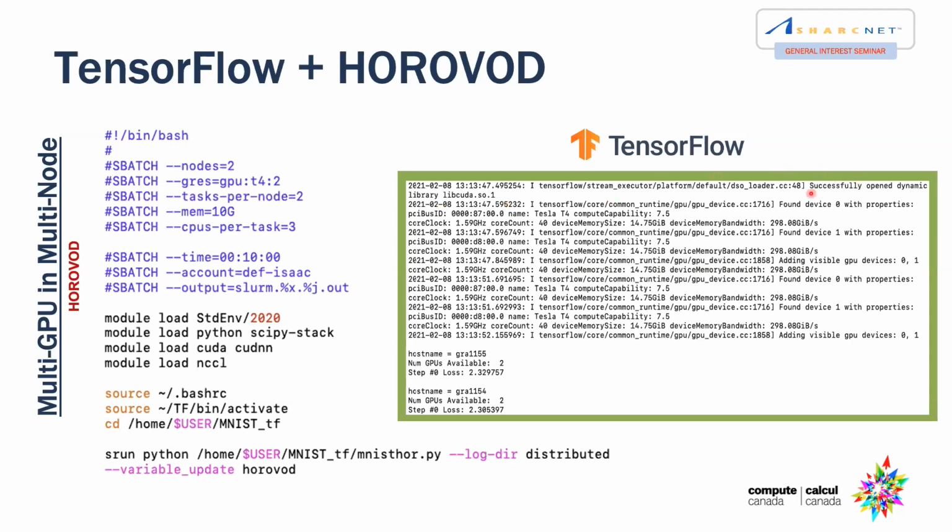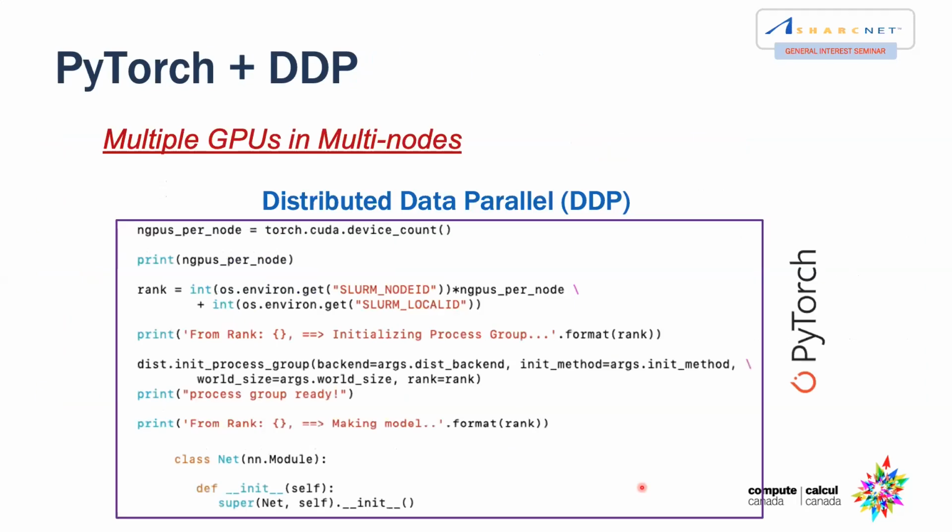Anyway, successfully linked, and then all the devices were found, and two different nodes, 1155 and 1154, the two GPUs actually got involved and calculated the loss. So you can see how it's used, right? It's very simple, right? But PyTorch has more options to run on multiple nodes.